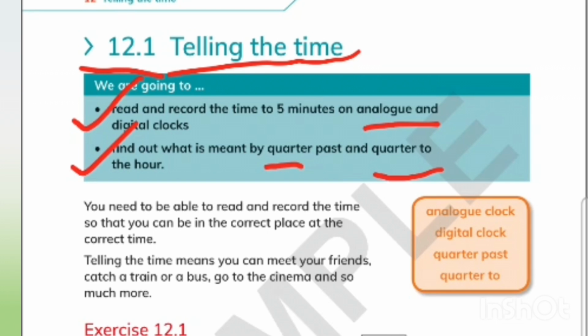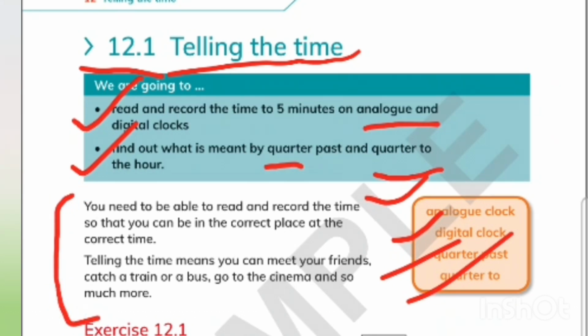What we are going to learn: time to 5 minutes in analog and digital clocks, quarter past, half past, and quarter to. Why we are saying quarter to, why we are saying quarter past, why we are saying half past, and why we are saying 30 minutes too. Okay, so all these things we are going to learn in this lesson 12.1. These are the difficult words: analog clock, digital clock, quarter past, quarter to. Okay, now before starting our exercise, we will read a little bit of theory so that we can understand.